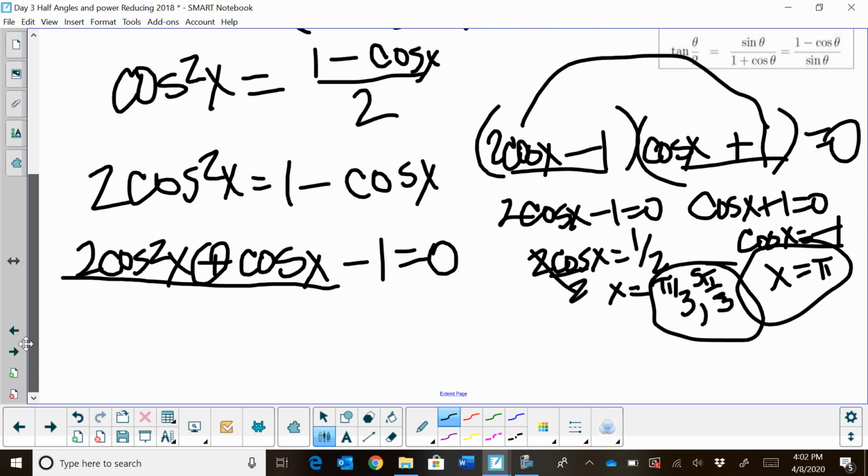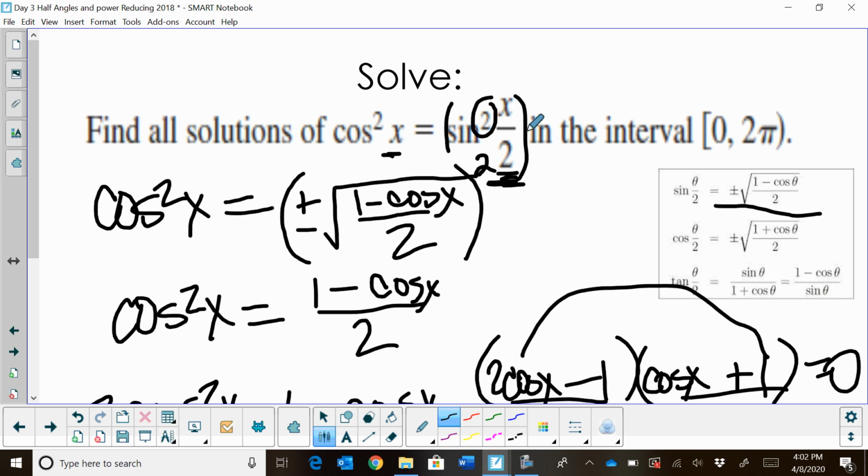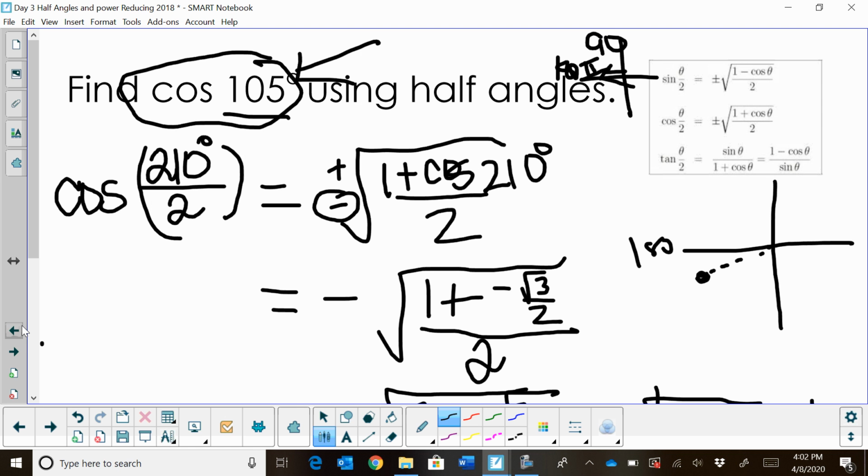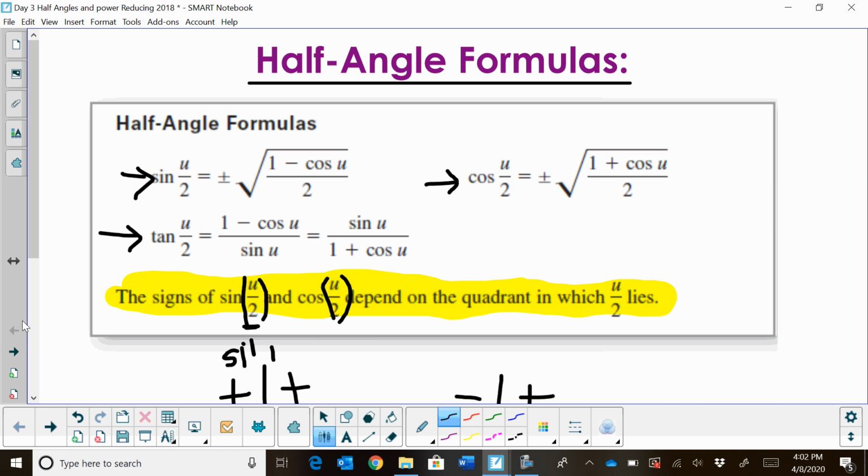And that's how you solve using half angle formulas. You're going to substitute and just evaluate. So I hope this video was helpful on going through not just solving, but also how to evaluate sine, cosine, and tangent formulas using the half angle.